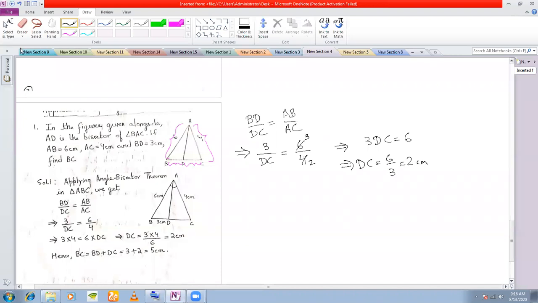So you have managed to find out the length of DC, and BD was given to be 3. So therefore, what is the length of BC? BC is equal to BD plus DC. BD is 3, and DC is 2, so 5 centimeters.